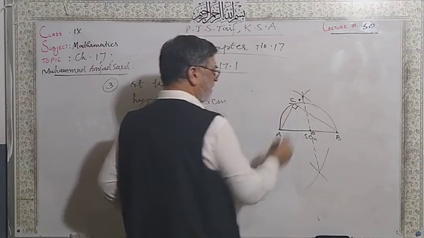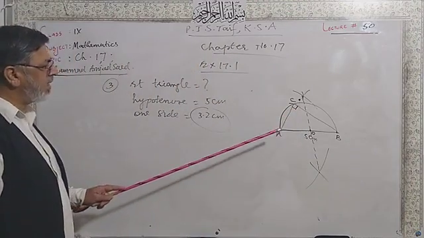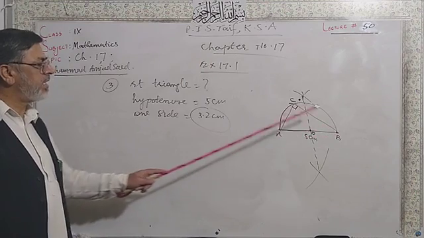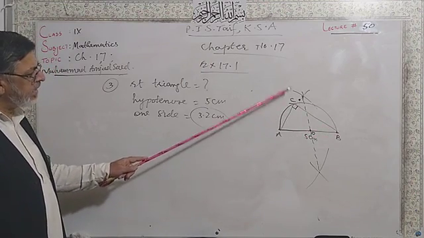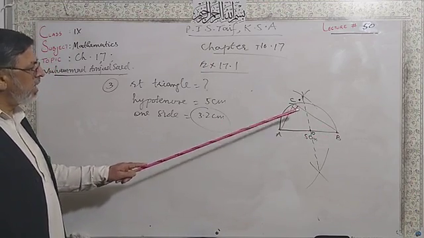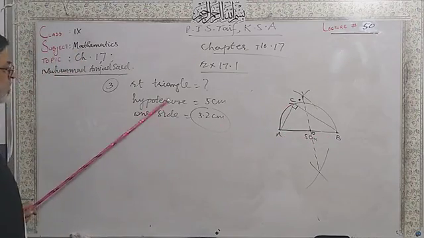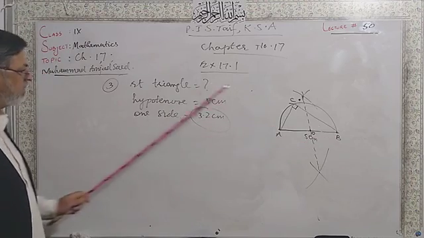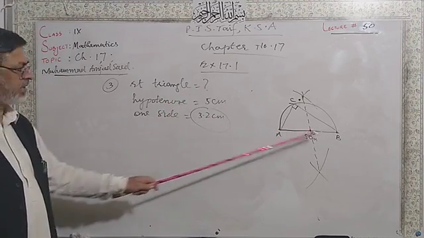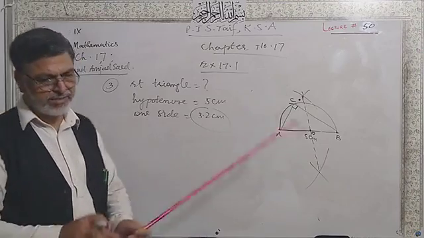Dear students, this is your right angle triangle ABC where the 90 degree angle is at C. Opposite to 90 degree, you know that this is always the hypotenuse. So this is the hypotenuse, 5 centimeter hypotenuse. So this is the question.